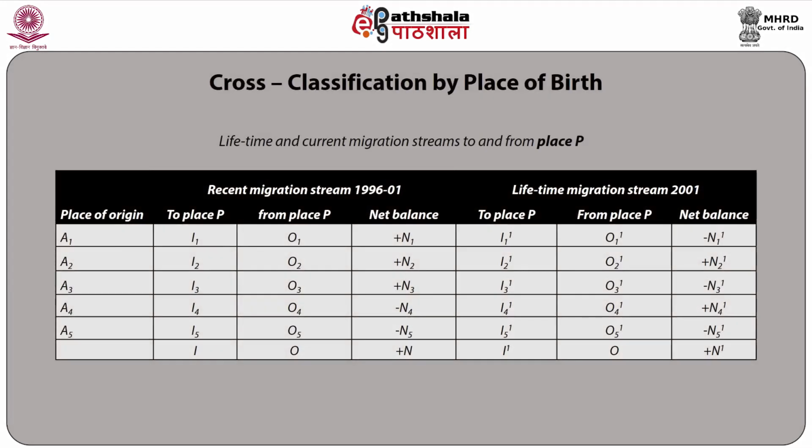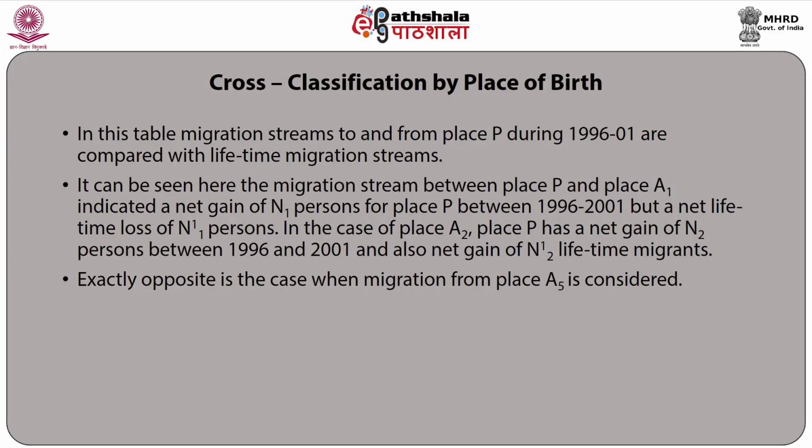In this table, migration streams to and from place P during 1996 to 2001 are compared with lifetime migration streams. It can be seen here that the migration stream between P and place A1 indicated a net gain of N1 person for place P between 1996 to 2001, but a net lifetime loss of N11 persons.